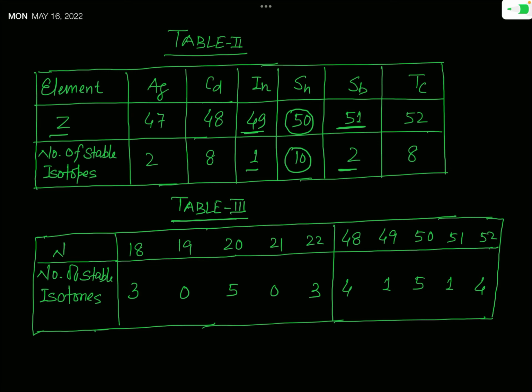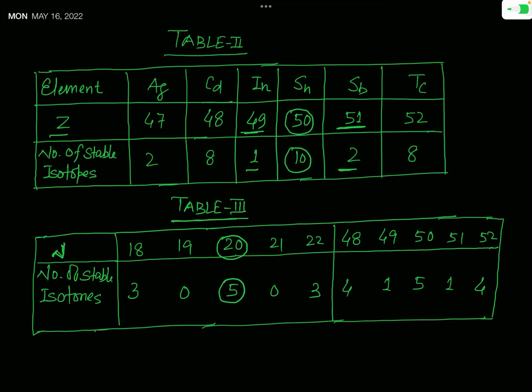Similarly, in table 3, I have shown the number of stable isotones for the magic nucleus having a number of neutrons equal to 20. Here 20 is the number of neutrons, and in this table I have written the value of n, where n refers to the number of neutrons. This is a magic number, and it has a total of 5 stable isotones. It means for this magic nucleus the number of stable isotones is 5.